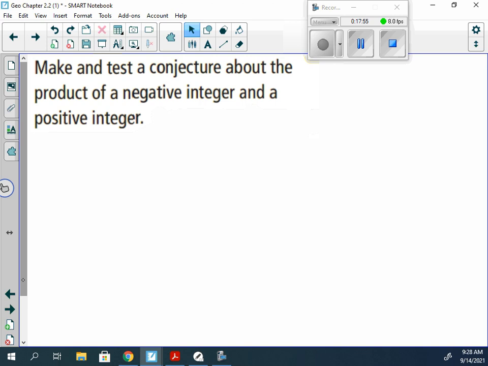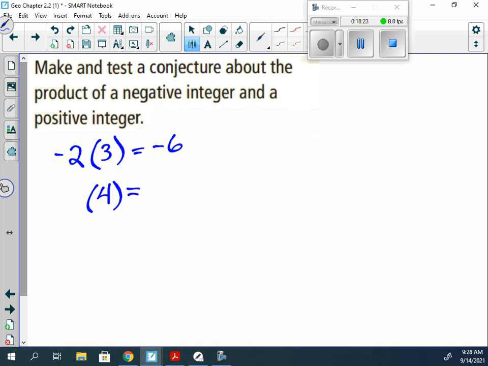Make a test and a conjecture about the product of a negative integer and a positive integer. So give me a negative integer. Give me a positive integer. 3. I think you said 4. 4. We'll use 4 in the next one. So what's negative 2 times 3? Okay. Give me another negative integer for the next one. What is negative 22 times 4?